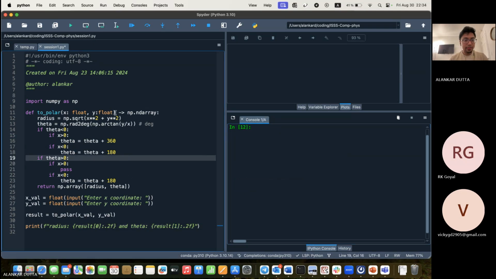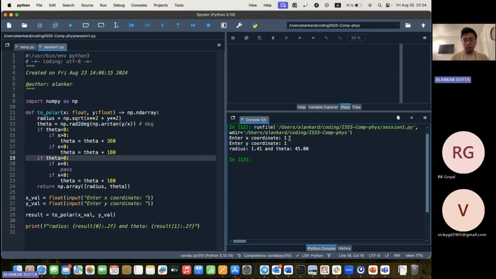Create the thing, and we will now try different values just to see if things are working fine or not. So let's say x is 1 and y is 1. So we know that this is 45 degrees. So it's 1 and 1, and then your radius is √2, which is around 1.4. So let's give the x coordinate as 1, y coordinate as 1. So yeah, you see that the radius is around 1.41, which is close to √2, and your theta is 45 degrees.